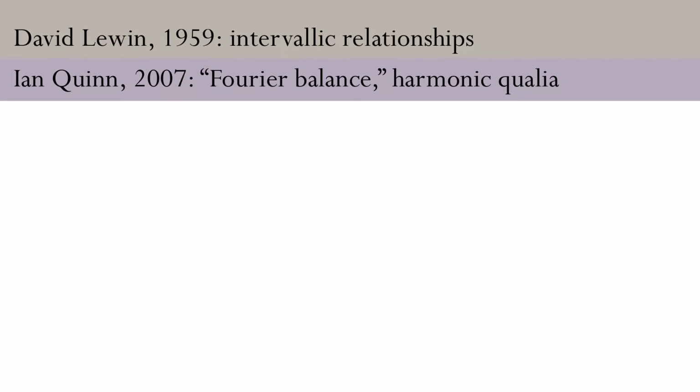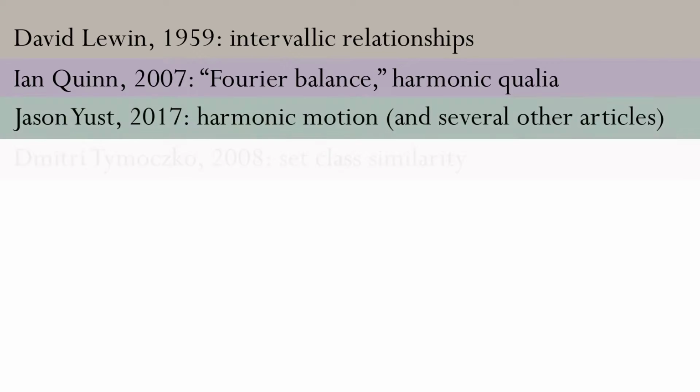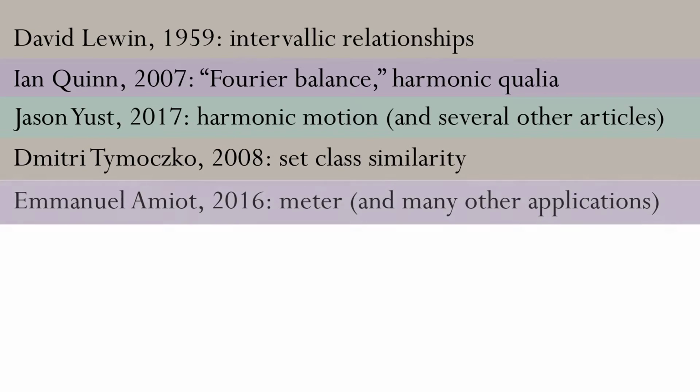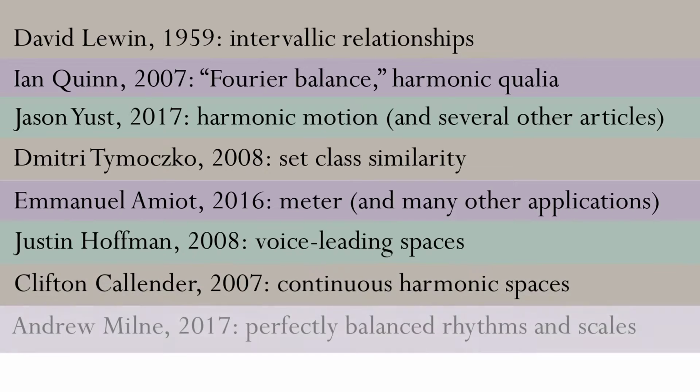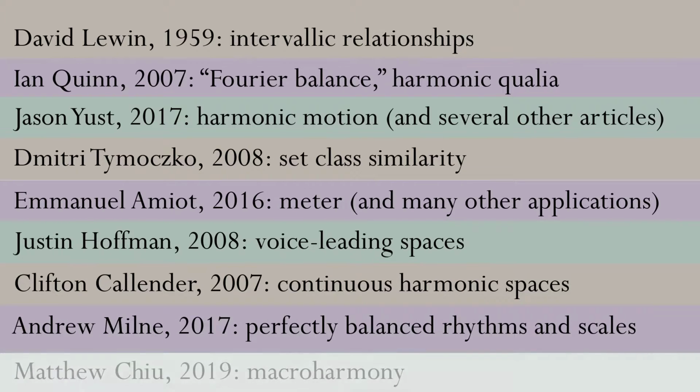Ian Quinn reintroduced the DFT to music theory in 2007 using the metaphor of a Fourier balance to illustrate its relationship to different harmonic qualia. Since then, theorists have used the DFT to model harmonic motion, set class similarity, and meter, to name just a few applications. In 2019, Matthew Chu applied the DFT to the macroharmonic properties of larger musical excerpts using a sliding window. My work builds upon this apparatus, and I am very grateful for our correspondences and discussions on this research.